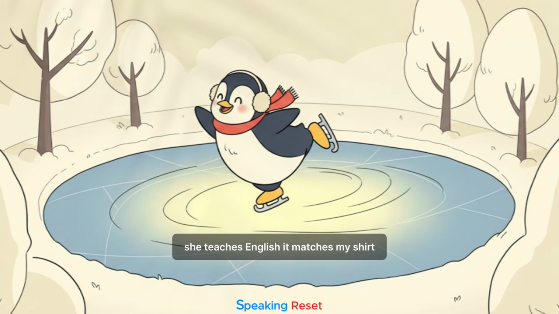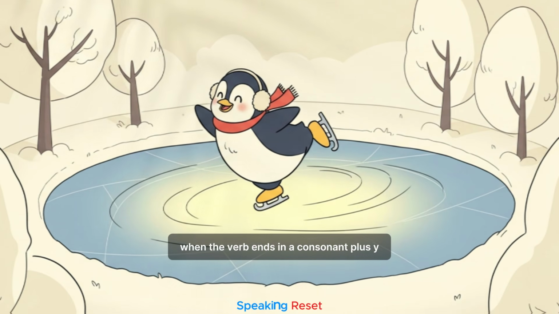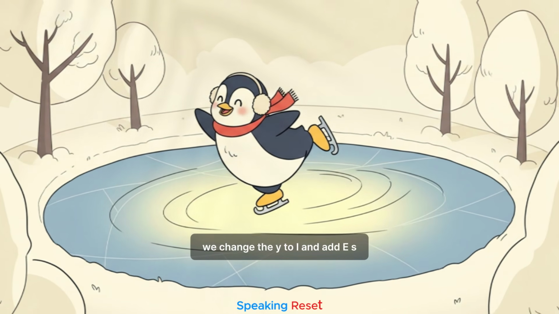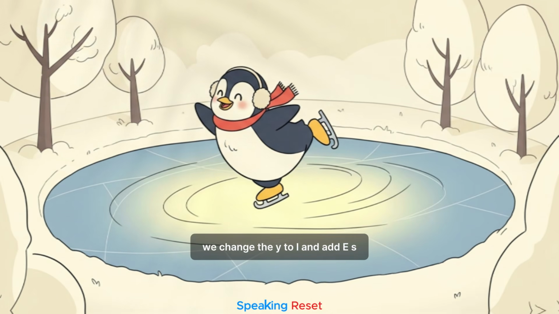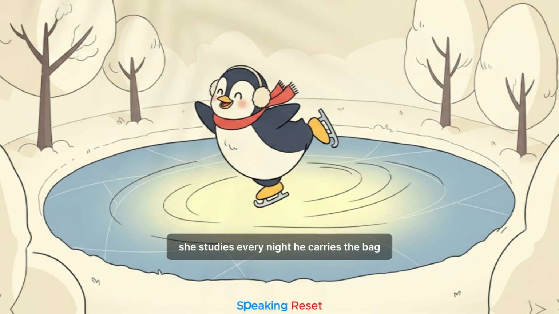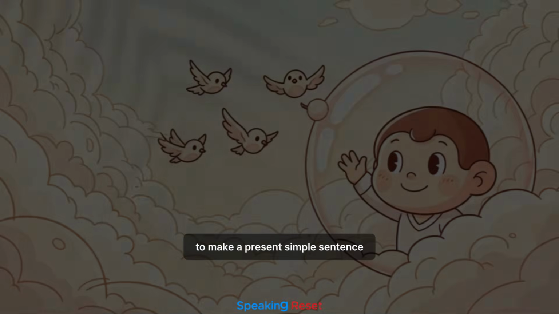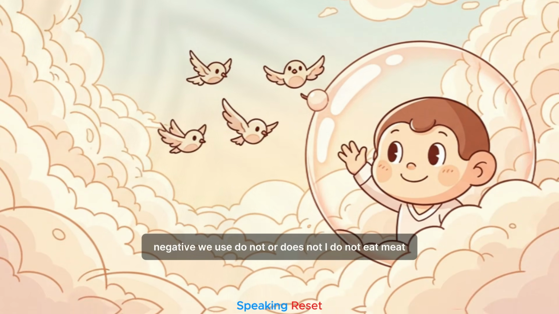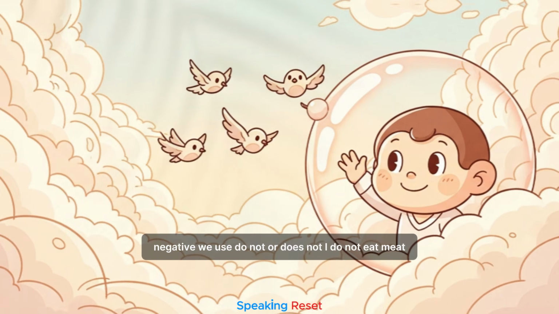It matches my shirt. When the verb ends in a consonant plus y, we change the y to i and add es. She studies every night. He carries the bag. To make a present simple sentence negative, we use do not or does not.